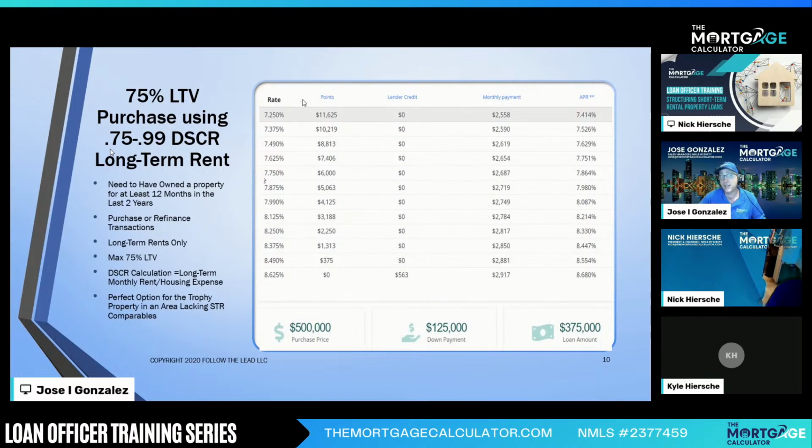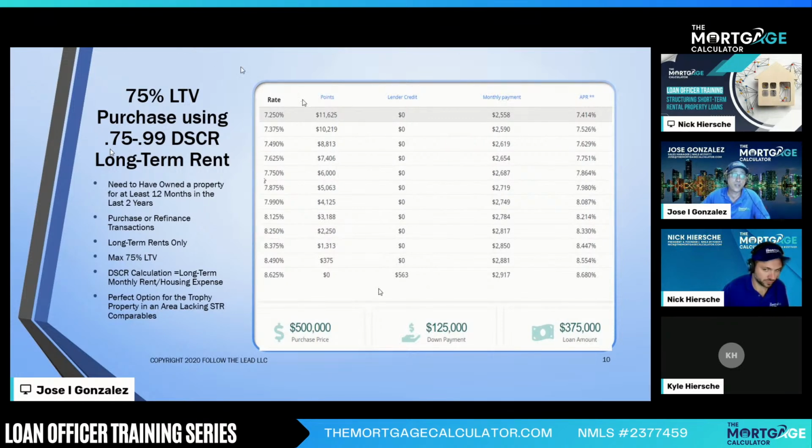The only issue here, and this is what's so important when you're structuring your deal, is that you set the proper expectations for the borrower. Don't make the borrower think that it's easy peasy to go 85% at a 0.75 to 0.99 DSCR, and then you can't find it, and the borrower is all upset. That's not going to work out. So the scenario here, 0.75 to 0.99 DSCR, maximum 75% LTV. So again, perfect for the trophy property.